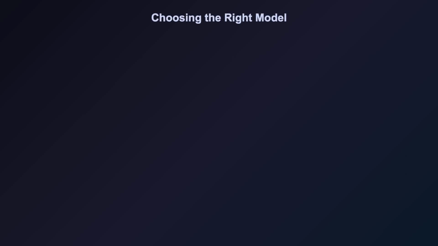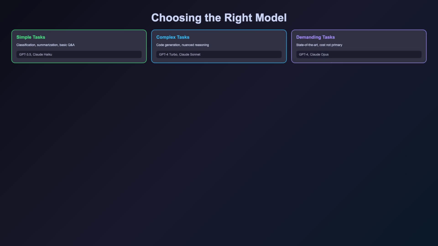How do you choose which provider and model to use? Here's a practical framework. Start with your requirements. What's the task? How important is quality versus cost versus speed? For simple tasks like classification, summarization, or basic Q&A, use the cheapest option that works. GPT 3.5 Turbo or Claude 3 Haiku. These are fast and economical.